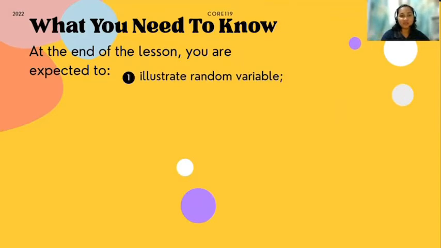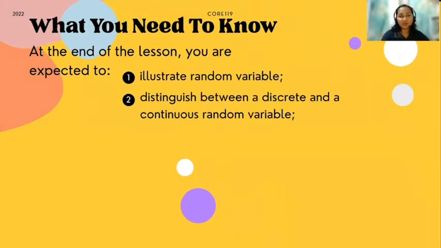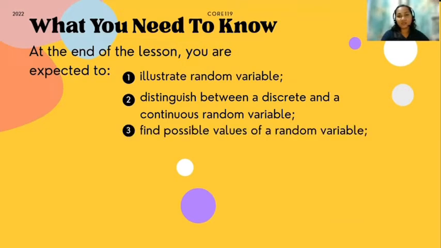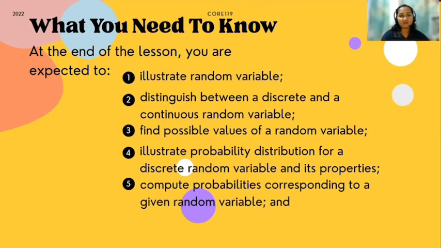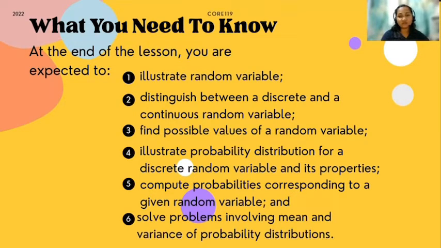Number 1, illustrate random variable. Number 2, distinguish between a discrete and a continuous random variable. Number 3, find possible values of a random variable. Number 4, illustrate probability distribution for a discrete random variable and its properties. Number 5, compute probabilities corresponding to a given random variable. And number 6, solve problems involving mean and variance of a probability distribution.